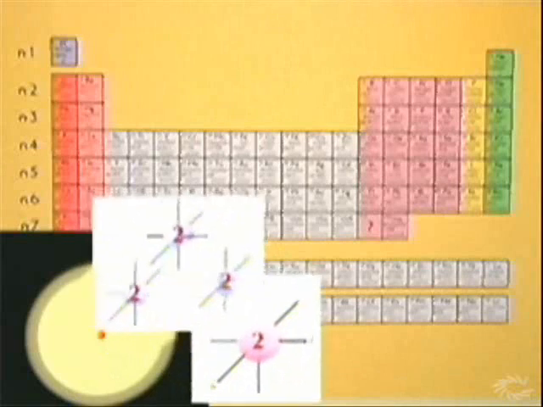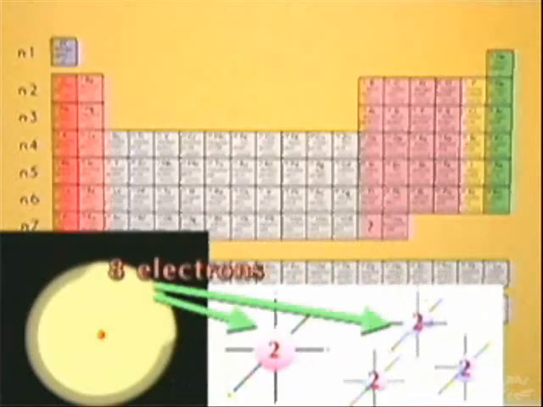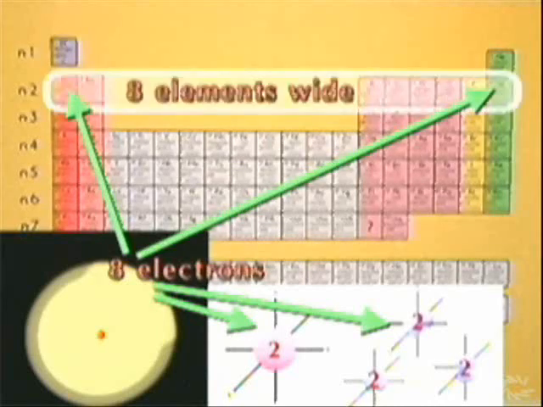There is a direct connection between how many electrons it takes to completely fill the orbitals at each energy level and the number of elements in that period of the table.